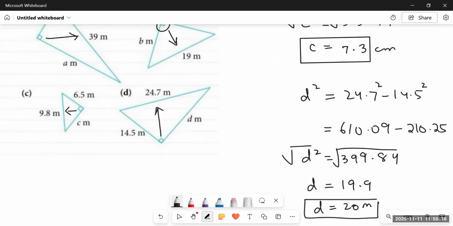So that's how we can easily find the unknown values of the sides in a right angle triangle using the Pythagoras theorem. We have completed till question number 4.